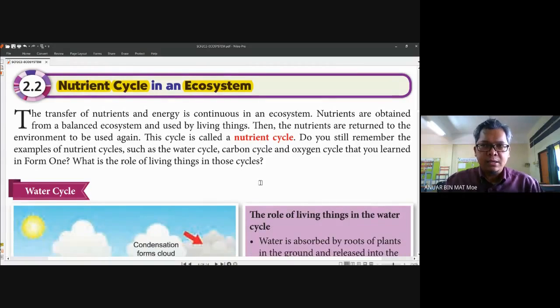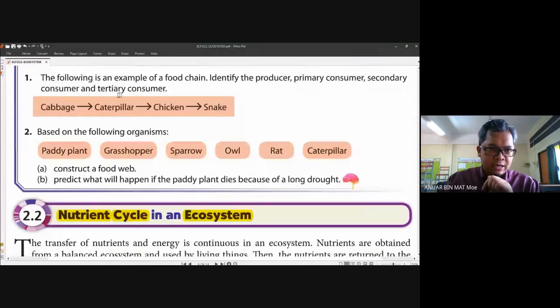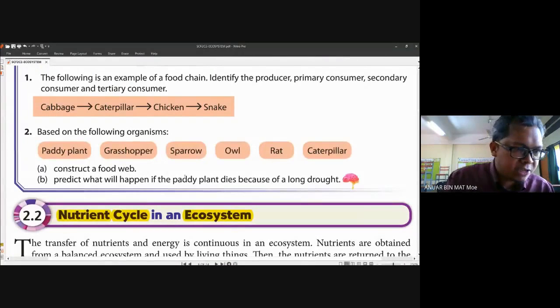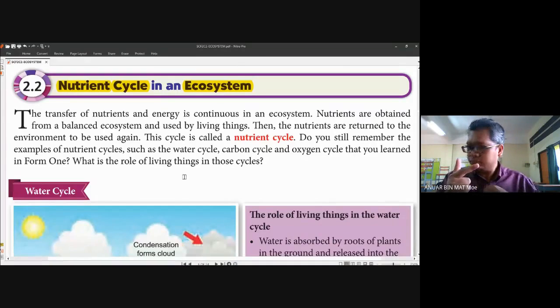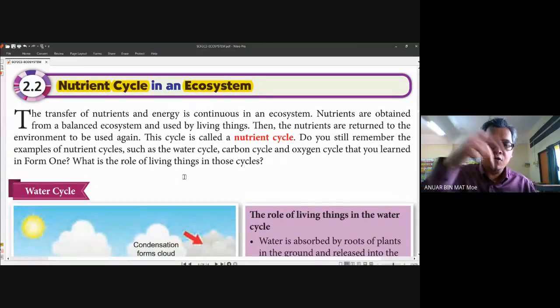Just like roles in an organism. Producer is plant, right? Where do they get the energy? If you still remember the first subtopic, where does the plant get the energy? Producer here, for example cabbage and paddy plant, Vijali. They get the energy from the sunlight. Very good. Liao Ying Tong, they will get it from the water. Very good. And then maybe nutrients from the soil.